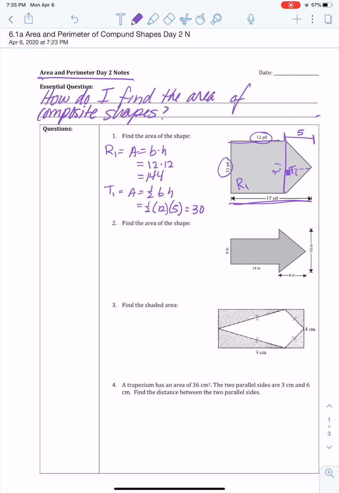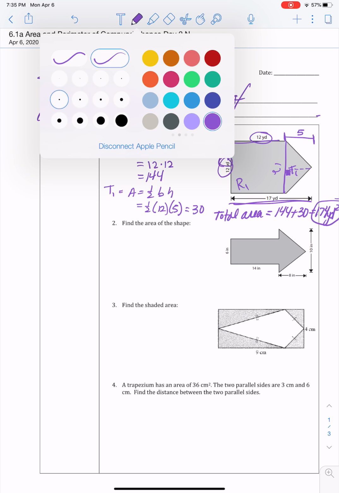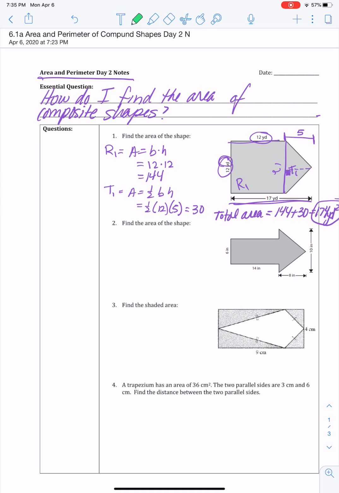So then the total area is 144 plus 30, which is 174 square yards. Because we have yards as our units and we have to have square. So now let's look at the second question.